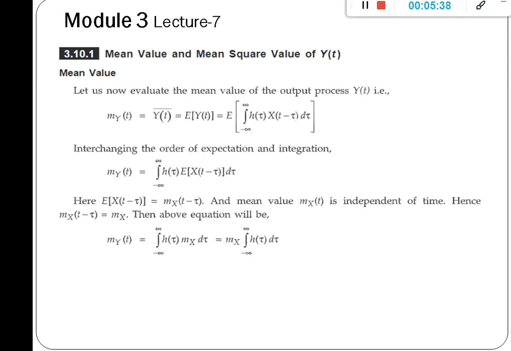The mean value and mean square value of y of t. The mean value is m_y of t, which we have written in this fashion, and interchanging this we get it in this way, as we already obtained this.